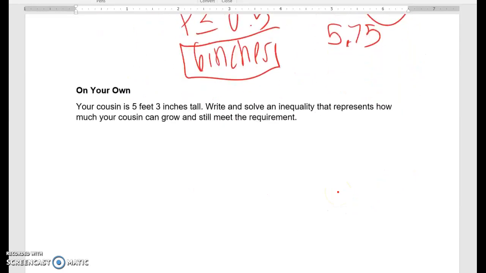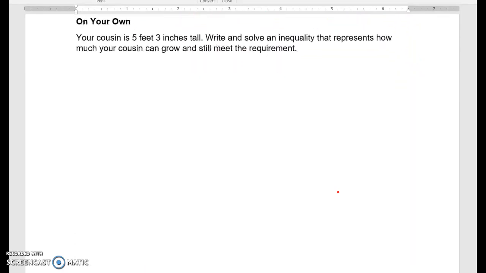Okay, you guys try the next one on your own. Try your best, pause it, and resume. Okay, you guys should resume now. It's basically the same problem you're using up top. Your cousin is 5 feet 3 inches tall. You're writing an inequality to see how much they can grow and still meet the requirement.